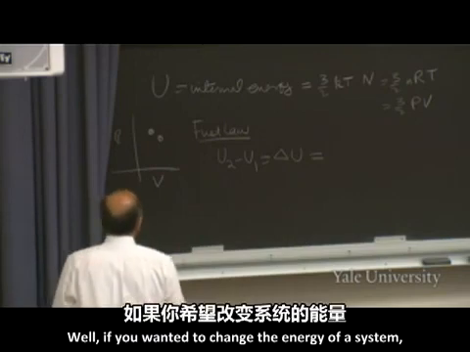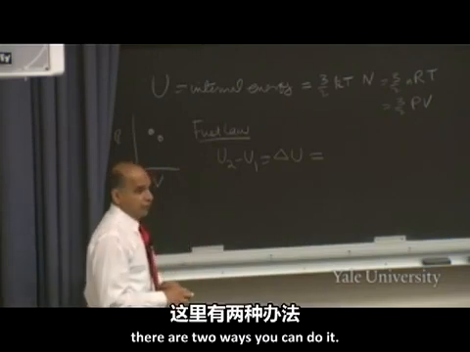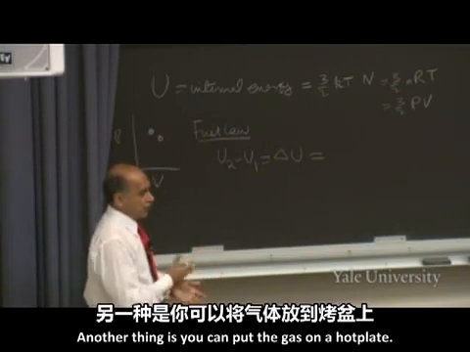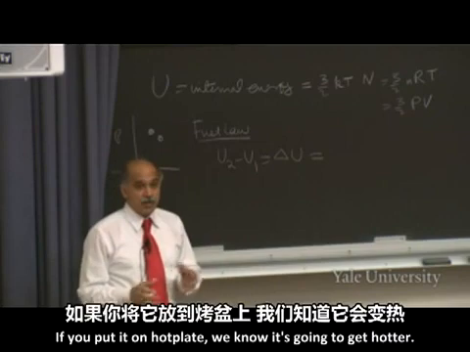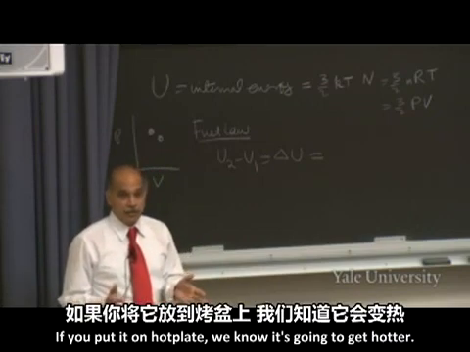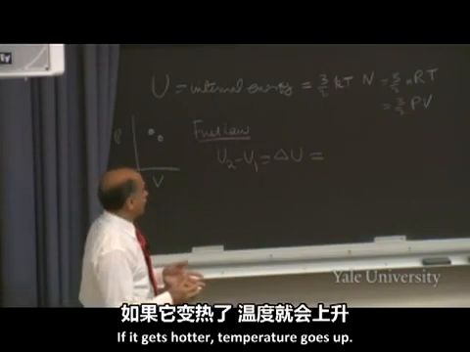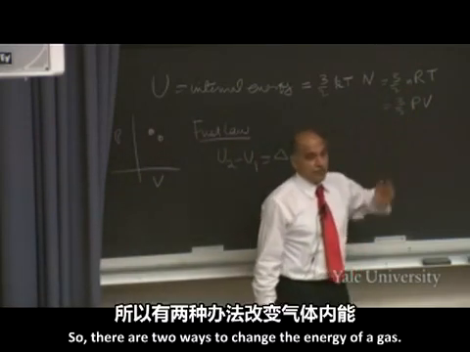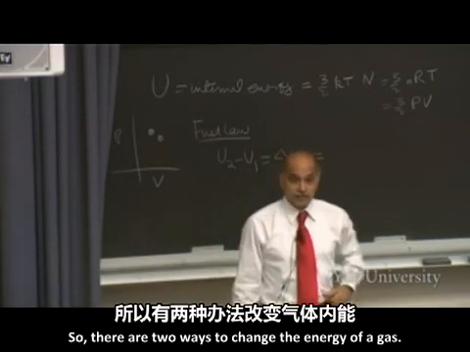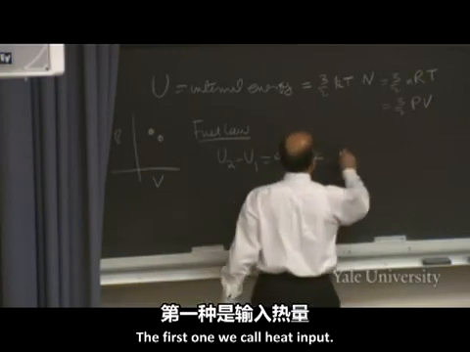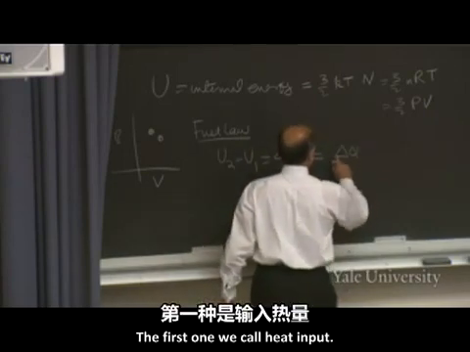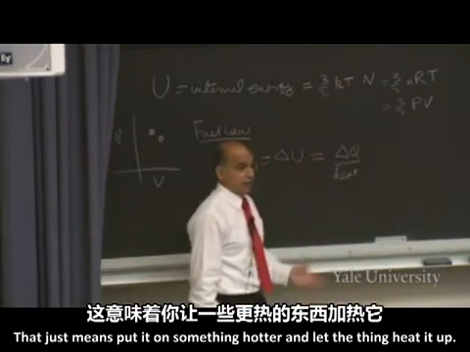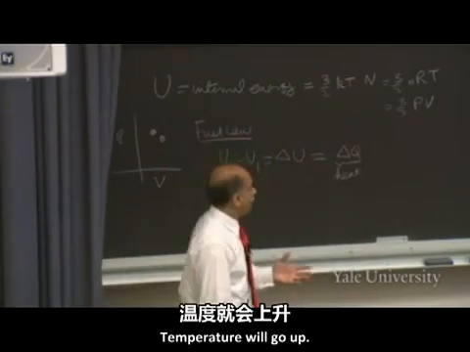Well, if you want to change the energy of a system, there are two ways you can do it. One is you can do work on the gas. Another thing is you can put the gas on a hot plate. Because if you put it on a hot plate, we know it's going to get hotter. If it gets hotter, temperature goes up. If temperature goes up, the internal energy goes up. So there are two ways to change the energy of a gas. The first one we call heat input. That just means put it on something hotter and let the thing heat it up. The temperature will go up.